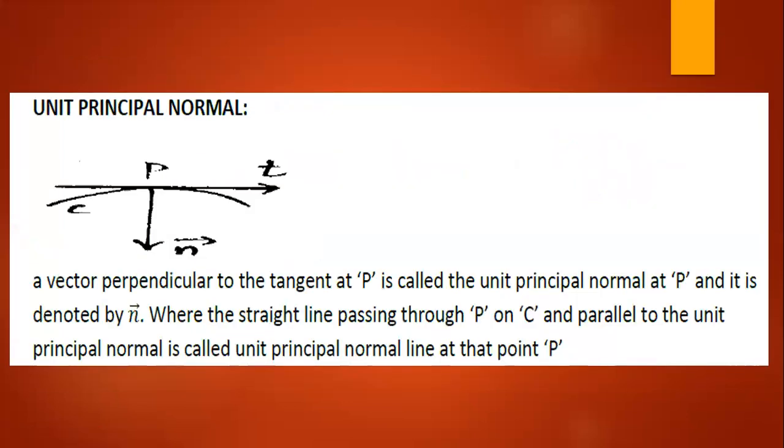Okay, the unit principal normal. If we have a curve C and a point P, this vector is called the tangent vector, and at this point P, the line perpendicular to the tangent is the normal vector N. A vector perpendicular to the tangent at P is called the unit principal normal at P, and it is denoted by N. The straight line passing through P on curve C and parallel to the unit principal normal is called the principal normal line at that point P.